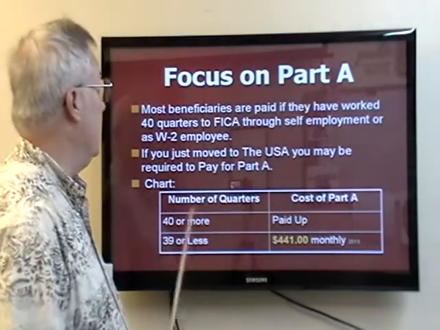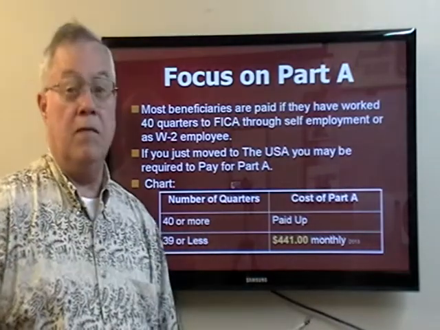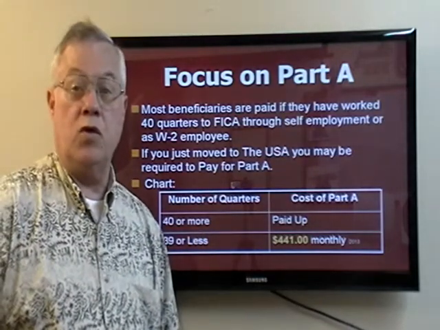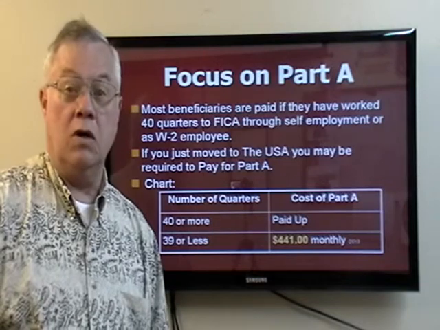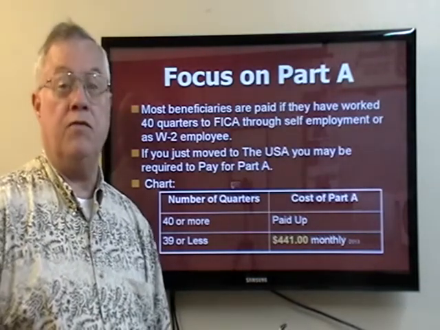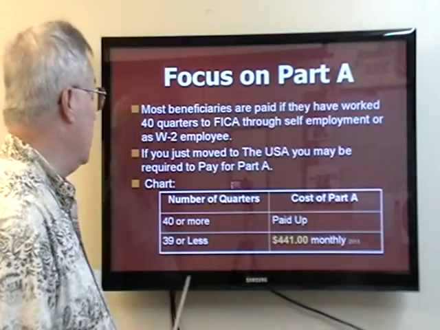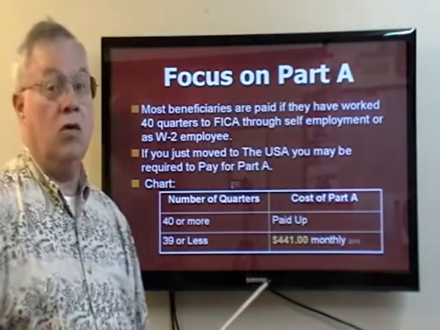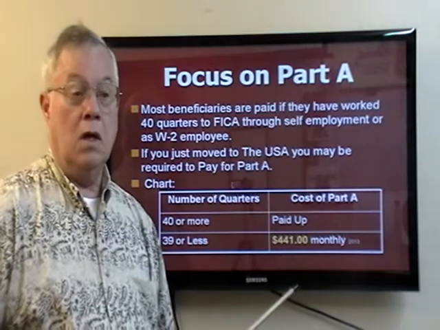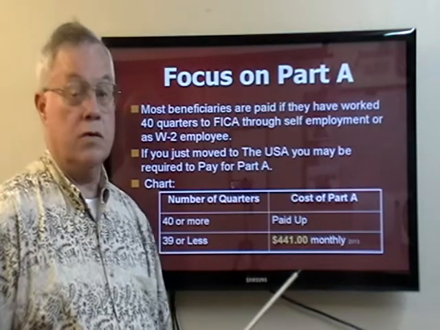If you just moved to the United States and you haven't received 40 quarters of FICA work, then you're going to have to pay 100% for your Part A. Now the average cost is about $441. If you work less than 39 quarters, it can be substantially more, if you haven't worked any quarters.